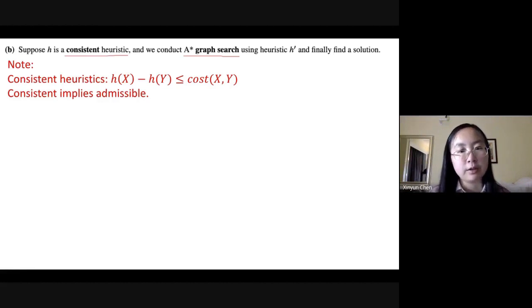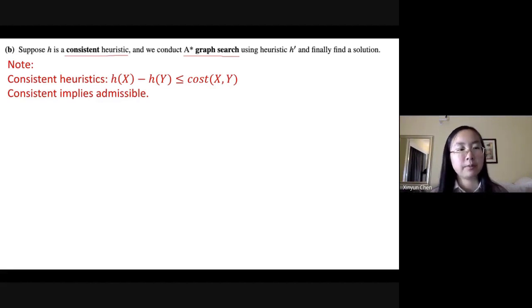Firstly, for a consistent heuristic, its definition is related to the triangle inequality. Basically, it means that if we subtract the heuristics of two nodes, then this number should be not greater than the cost, the weight of the edge between these two nodes. Because if it is indeed greater than this cost, then we will have another way to construct a better heuristic for at least the node X.